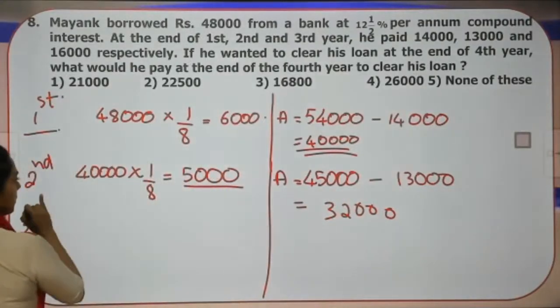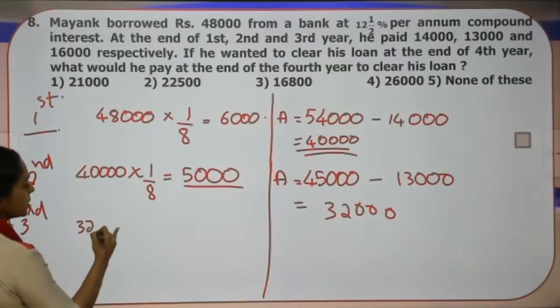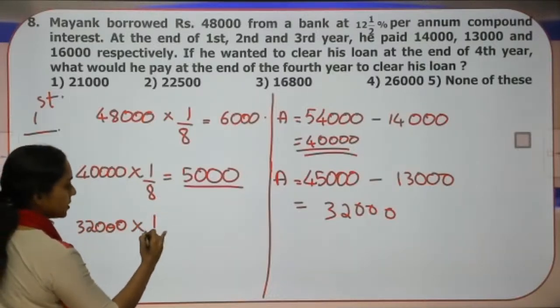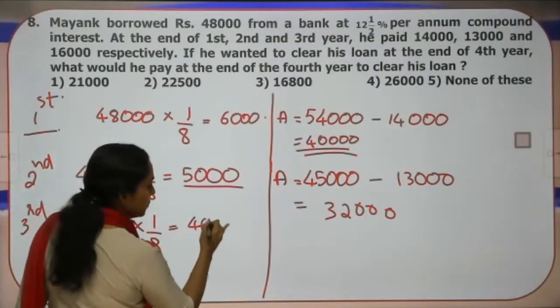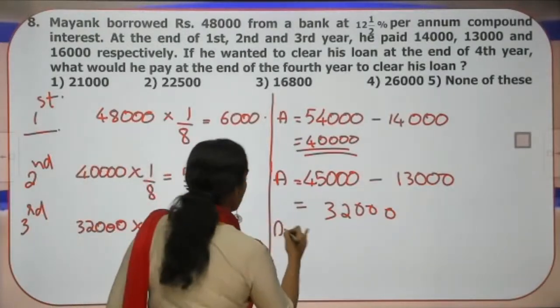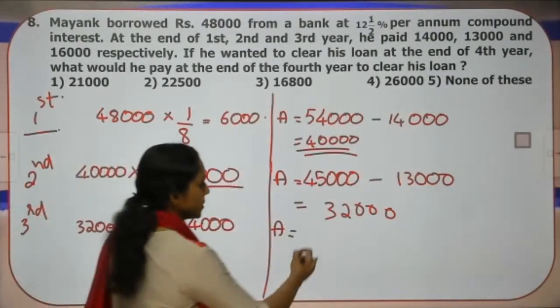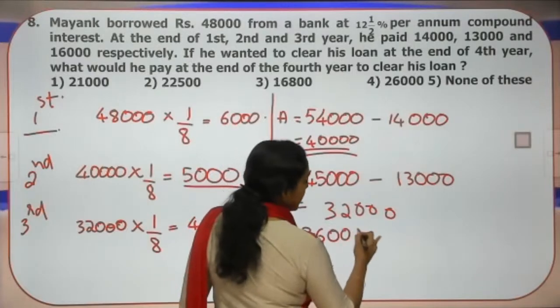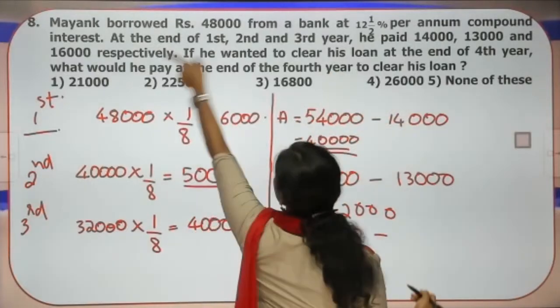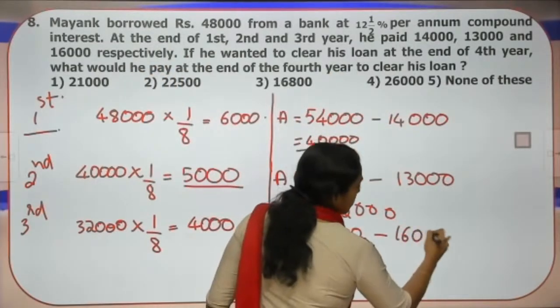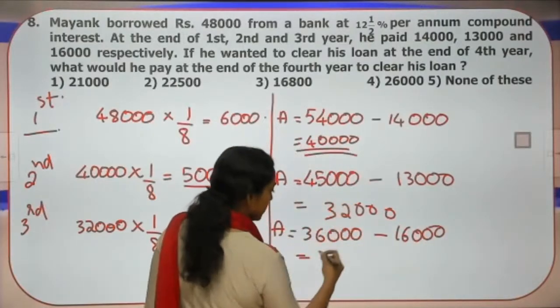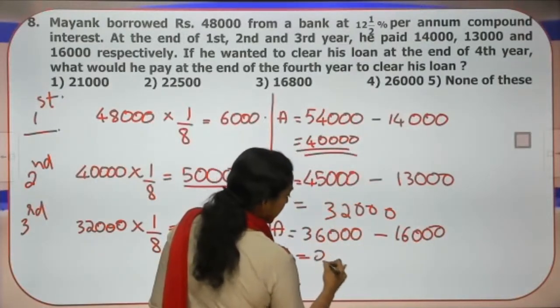So the third year principal will be 32,000, and what will be his interest? 1 by 8 means 4,000 will be the interest. So what is the amount? 32,000 plus 4,000, that is 36,000, and at the end of the third year he is giving back 16,000. So the amount at the end of the third year will be 20,000.